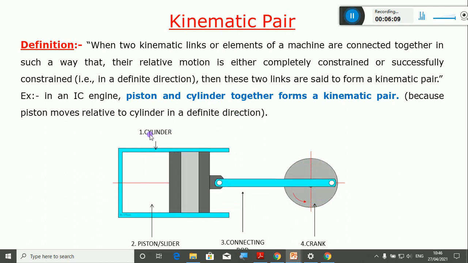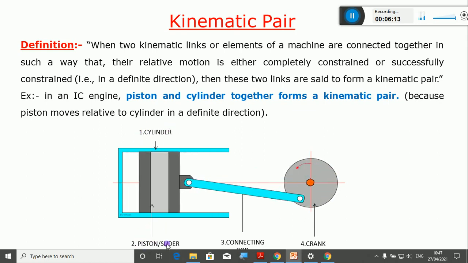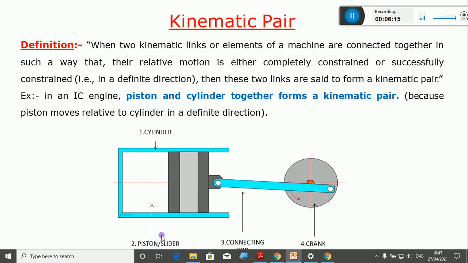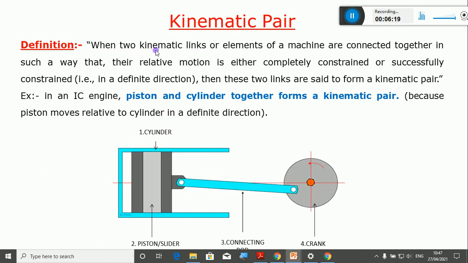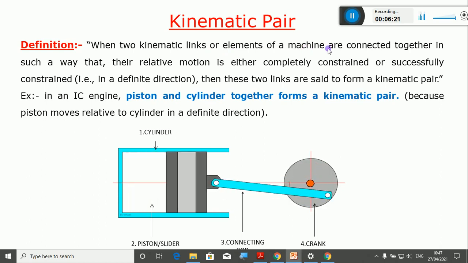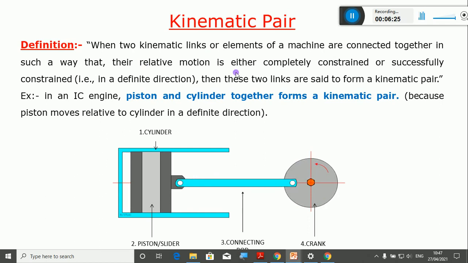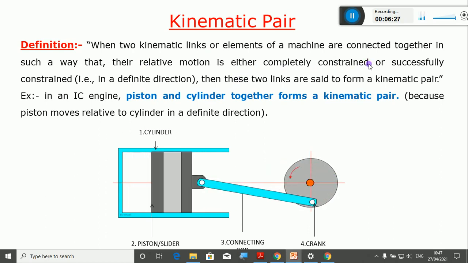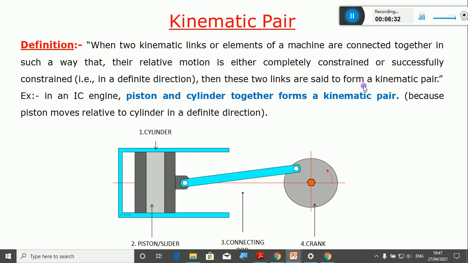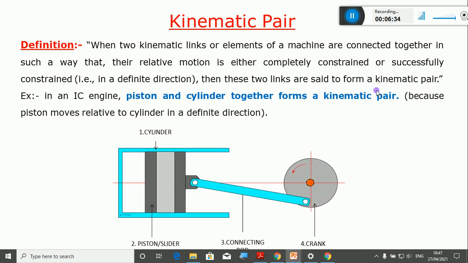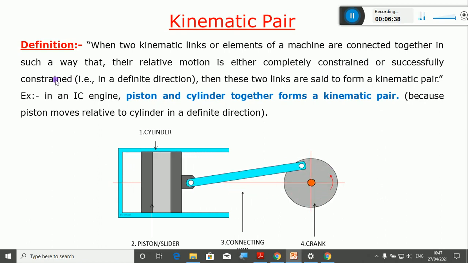When you are going to connect two links, for example, you are connecting a cylinder and a piston, I can call that pair a kinematic pair. It means when two kinematic links or elements of a machine are connected together in such a way that the relative motion is either completely constrained or successfully constrained, these two links are said to be a kinematic pair. I'll explain what is this constrained, completely constrained or successfully constrained.